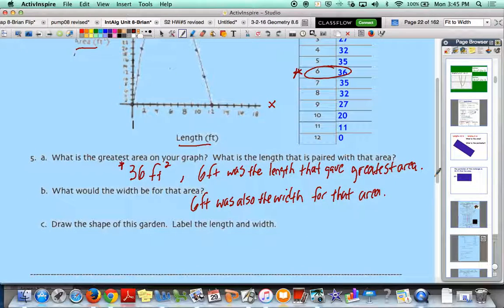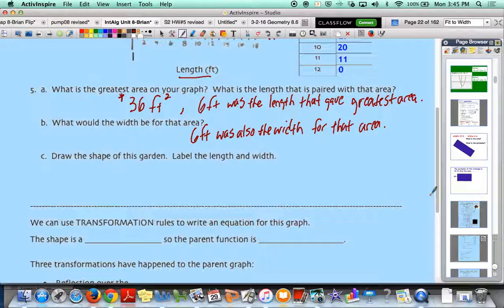Okay. Draw the shape of this garden, label the length and the width. We talked about this on the front side, that really what we have here is a special type of rectangle called a square. And that's probably not the best square ever drawn, but I'm not an artist, I'm just doing the best I can. So we've got 6 feet by 6 feet. That gave us a total of 36 square feet of area.